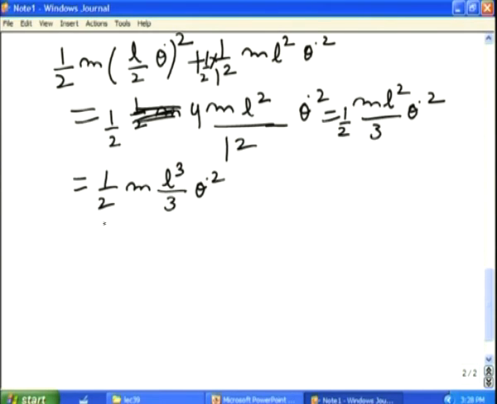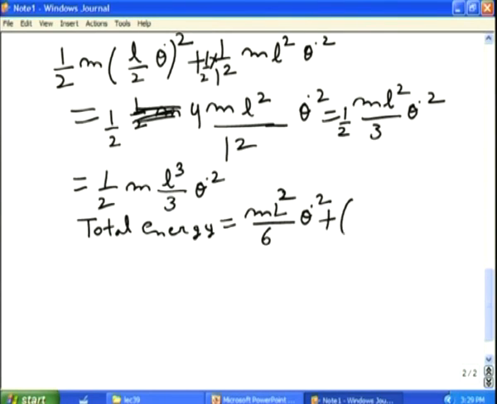Therefore total energy is equal to m L square by 6 theta dot square plus (K L square minus P L by 2 minus m g L by 4) theta square.